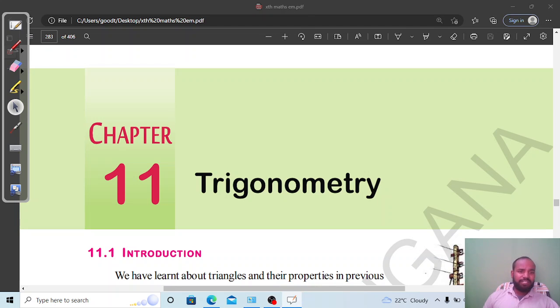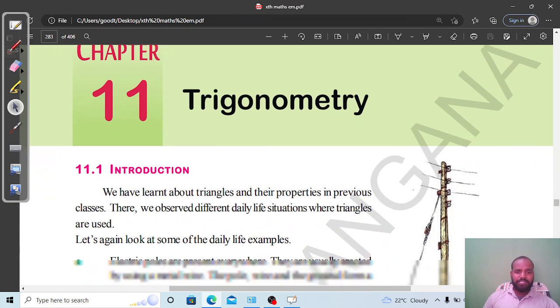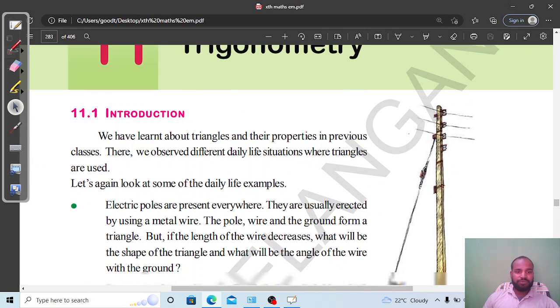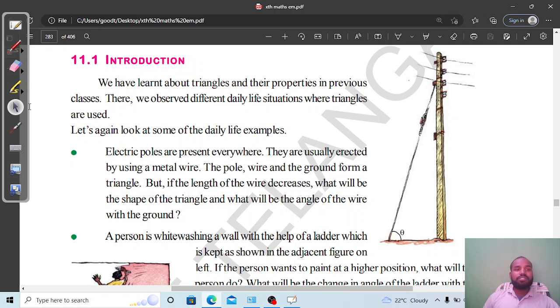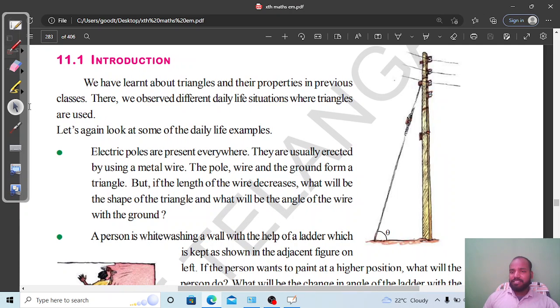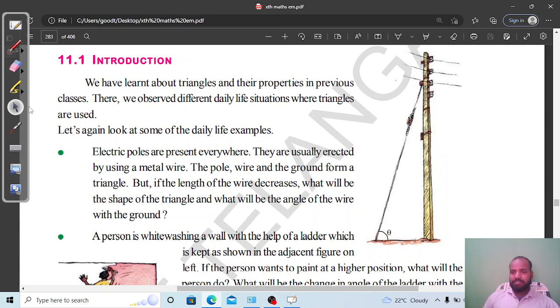Now what is given in the first page of our first chapter? Here, the introduction. So see the introduction. Here one pole is there. That pole is erected by one rope, right? So this pole and rope stand on the base ground. Yes or no? So this pole stands at 90 degrees. Yes, it is right. It is standing at 90 degrees.